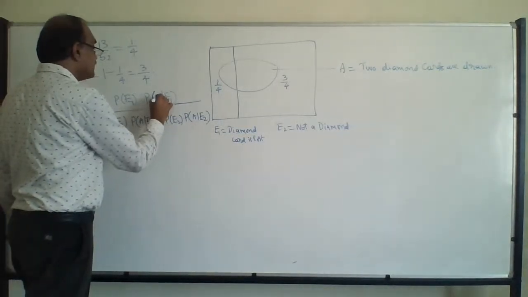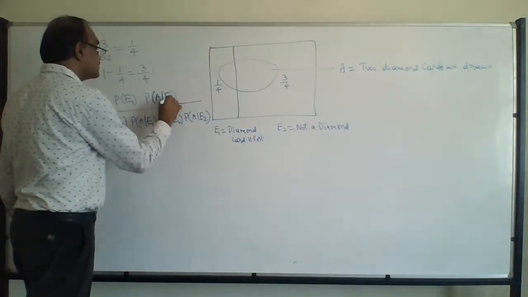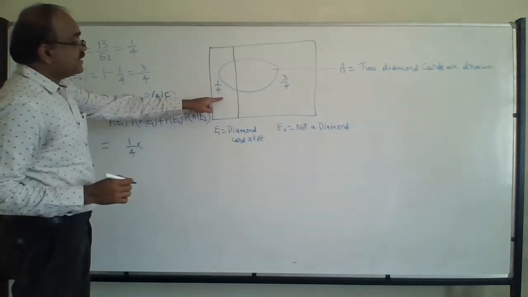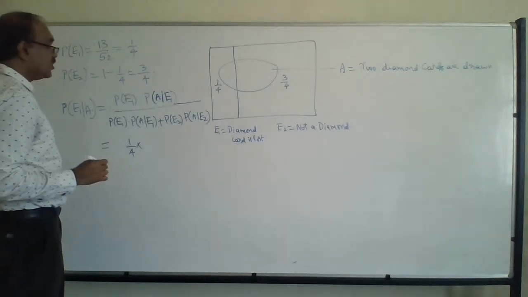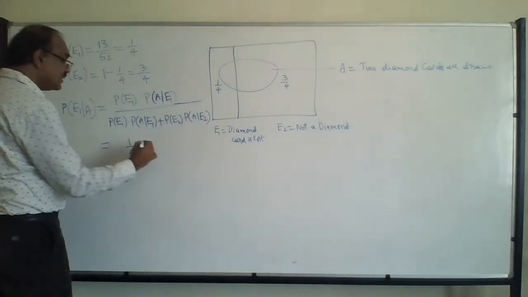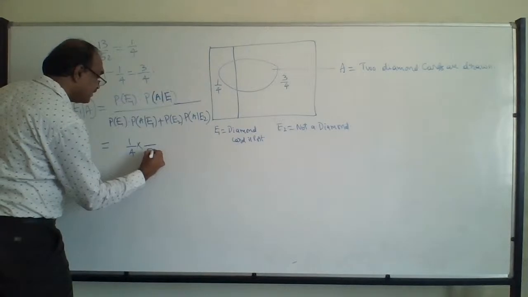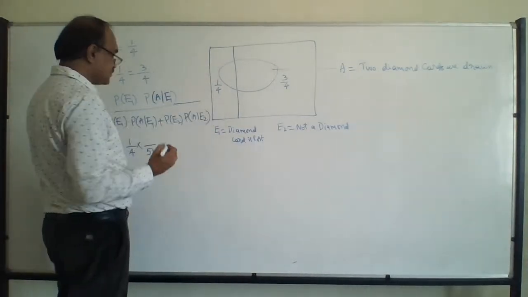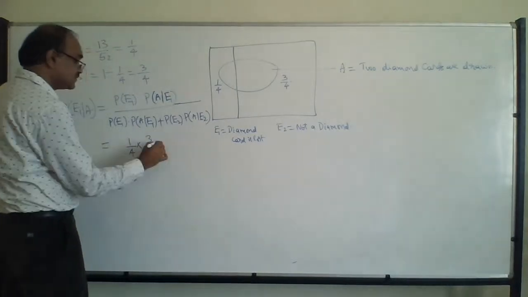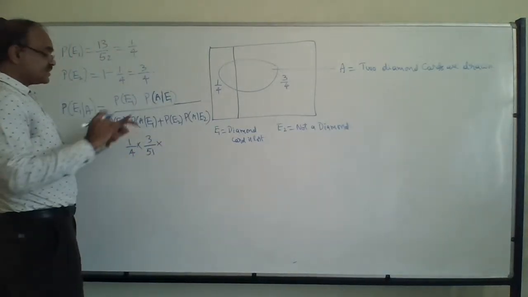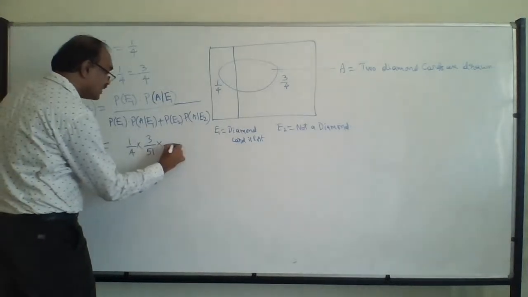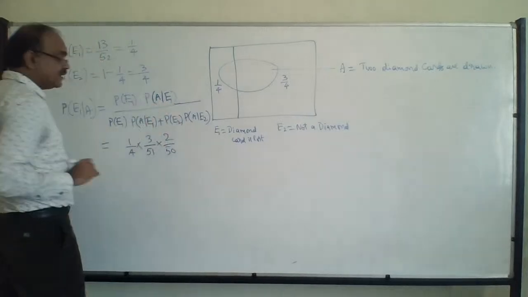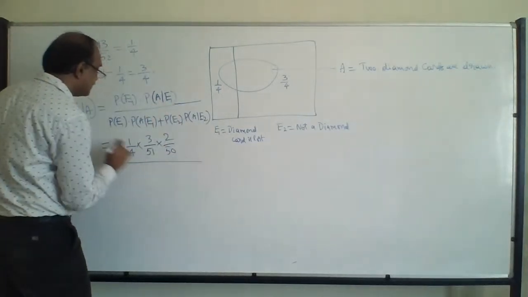Here, probability of A given E1. Now, what is the probability that you get 2 diamond cards, given that one diamond card is lost? Total how many cards are there? Total 51. And how many diamonds will be there? Because a diamond card is lost, you'll have 12 diamond cards, into the next, second card also a diamond. But total how many will be there? You have picked one, so 50. And now how many diamonds? 11.